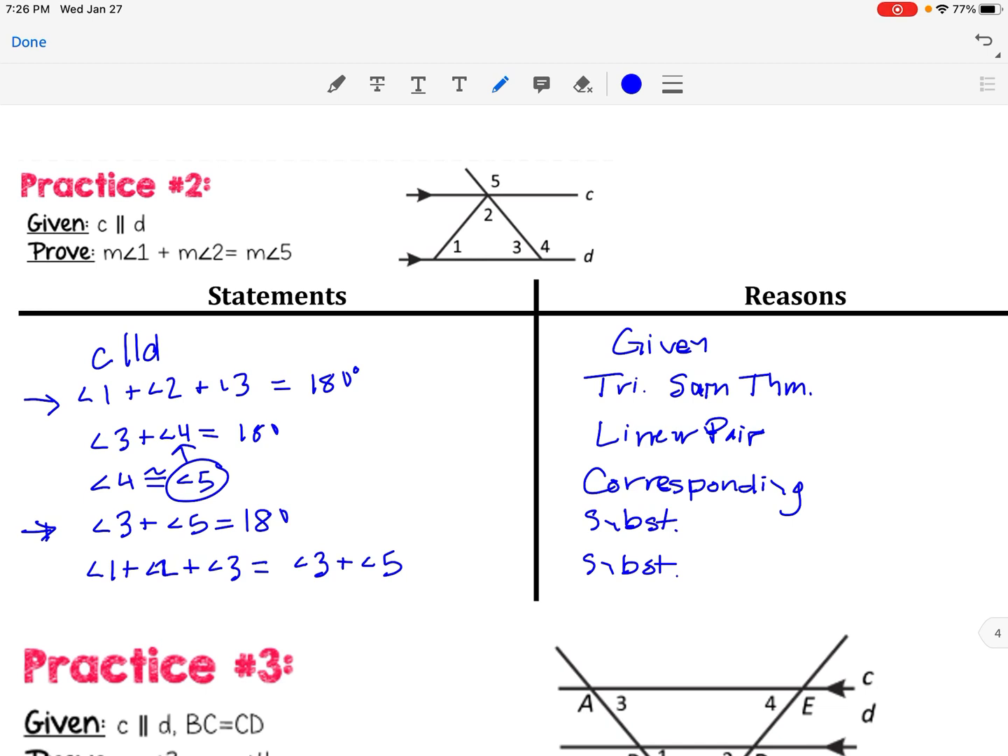Okay, and then our very last step, we're at the end. So we have an equation where we can minus angle 3 from both sides, and then we'll end up with what we are looking for: angle 1 plus angle 2. Again, we're not being super particular about putting the m's there for the measure. And we get that from subtraction. We just subtracted angle 3 from both sides. And that gave us our final proof.